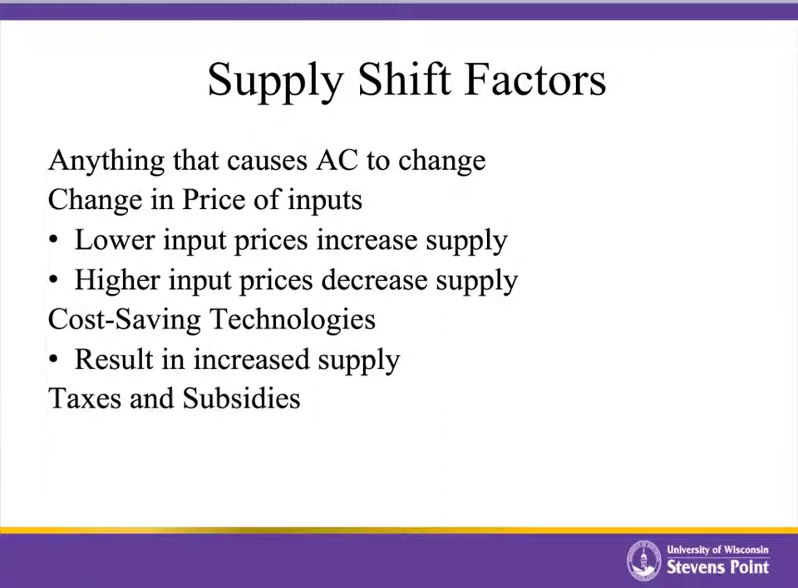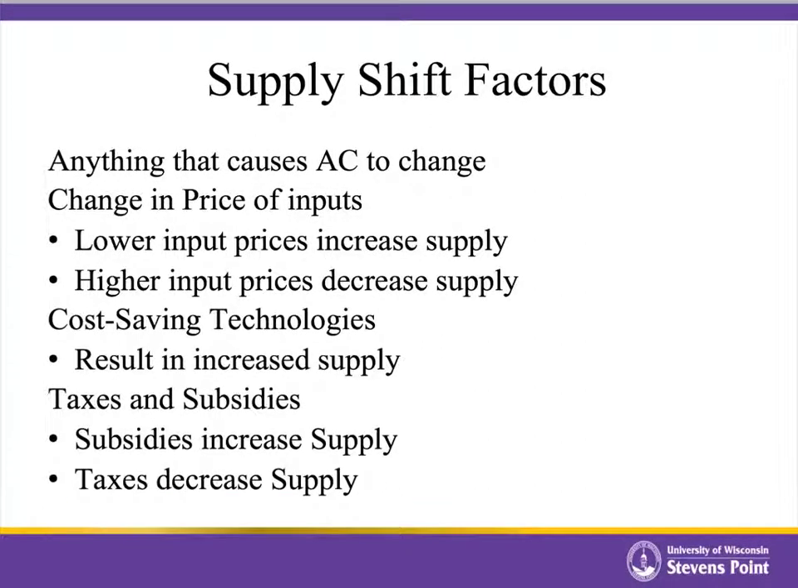Taxes and subsidies can also cause our supply curve to shift. So if we have a subsidy on a product, then firms are essentially receiving a higher price between the subsidy and the price that consumers pay, and that causes an increase in supply. But if we tax a product, the taxes are going to erode the firm's profits. They see lower profits per unit, and so in response to that, we see a decrease in supply.